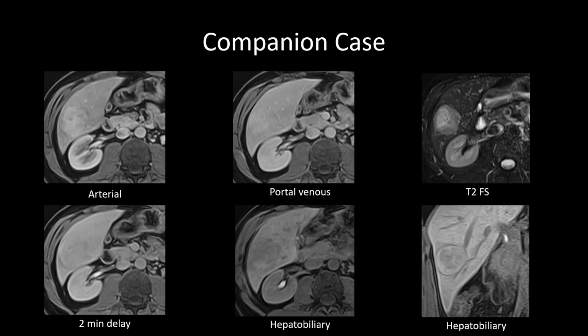Here's a companion case that illustrates some of those points. Arterial phase, mild hyperenhancement, equilibration on portal venous, 2-minute delay, some mild retention on our hepatobiliary phase, but we see that well-defined hypointense capsule. And on our T2 weighted imaging, this is a well-defined mild to moderately T2 hyperintense mass. That is not typical of FNH. And so even though I would still provide FNH as within the differential on this mass, the T2 hyperintensity is very concerning, and this requires a biopsy.